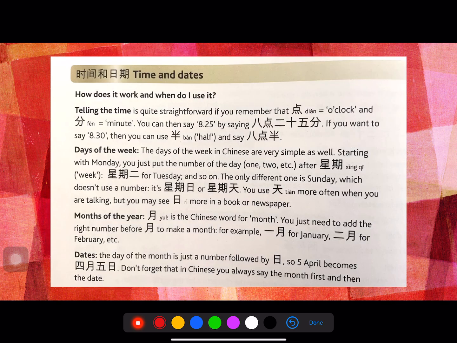Okay, now next grammar point is about time and dates. So this grammar point is actually on page 110 if you need to find it in your Jinbu textbook. How does it work and when do I use it? So first, telling the time is quite straightforward if you remember that 点 means o'clock and 分 means minute. You can then say 8:25 by saying 8点25分. If you want to say 8:30, then you can use 半 and say 8点半.